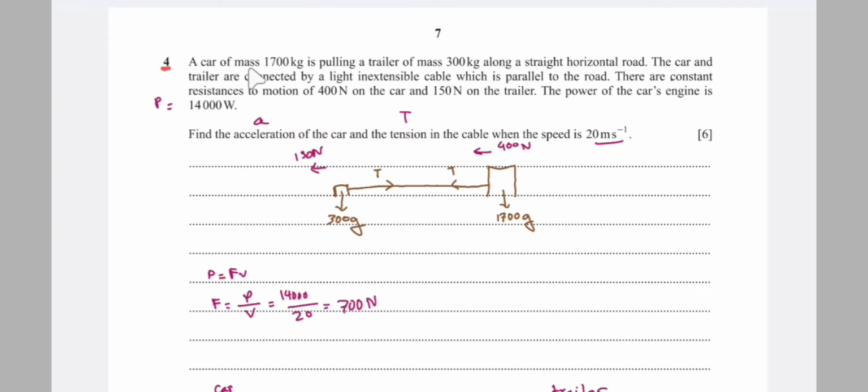Question number 4. A car of mass 1700 kg, that is, we have given the mass of the car, is pulling a trailer of mass 300 kg. So we know the mass of the trailer along a straight horizontal road. So the car is pulling a trailer. The car and the trailer are connected by a light inextensible string which is parallel to the road. So the string is parallel to the road.